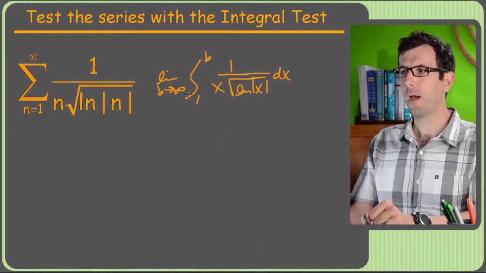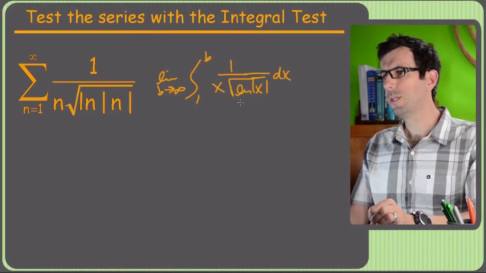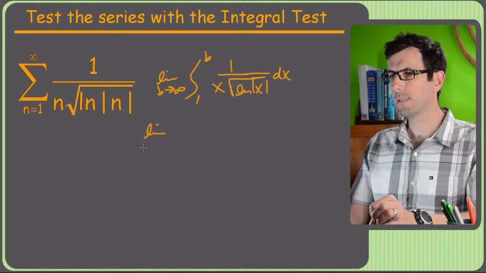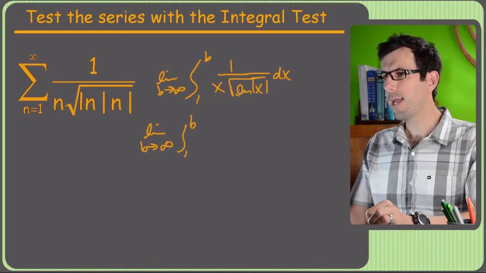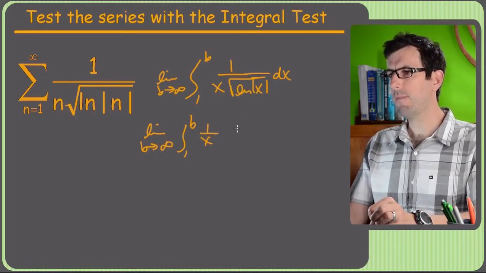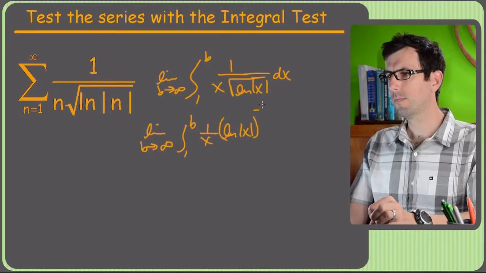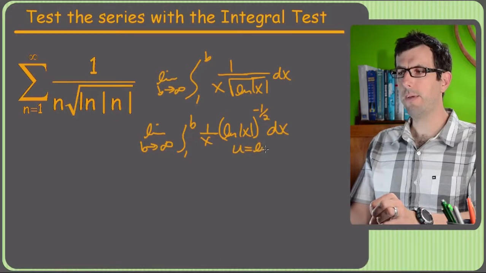And of course dx. All right, so how are we going to integrate this thing? Well, the question is, what's my u here? And I think we've got 1 over x. And then if you rewrite this as ln of x to the negative 1/2, you can see it as the power rule. So my u is going to equal ln of x. And therefore my du would be 1 over x dx.